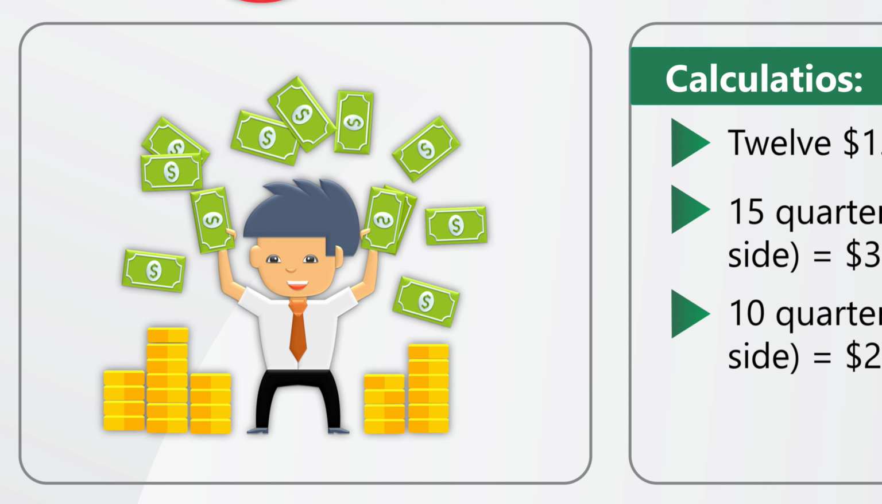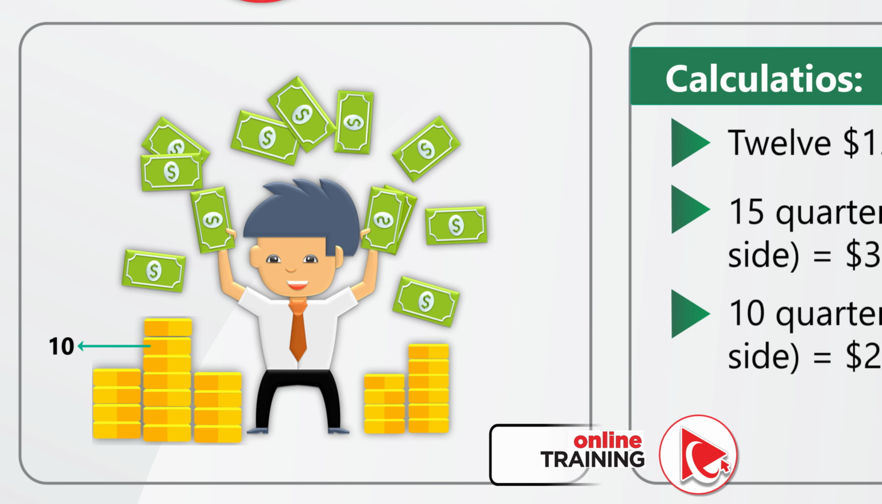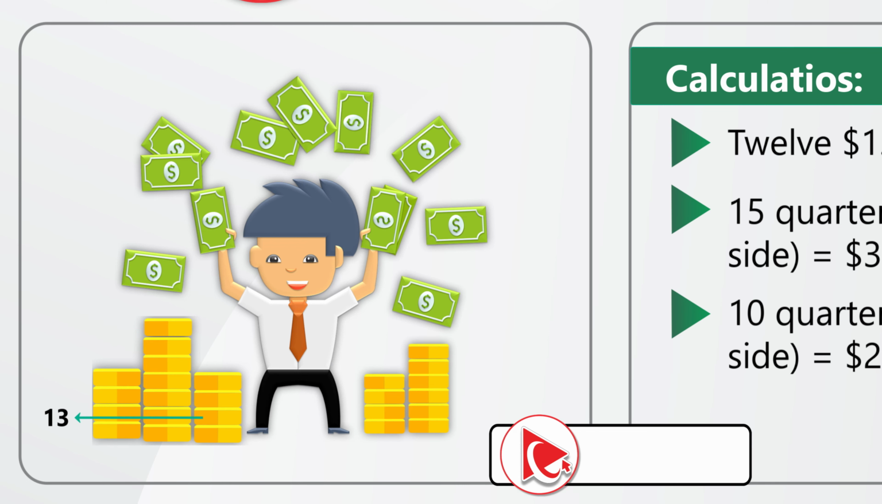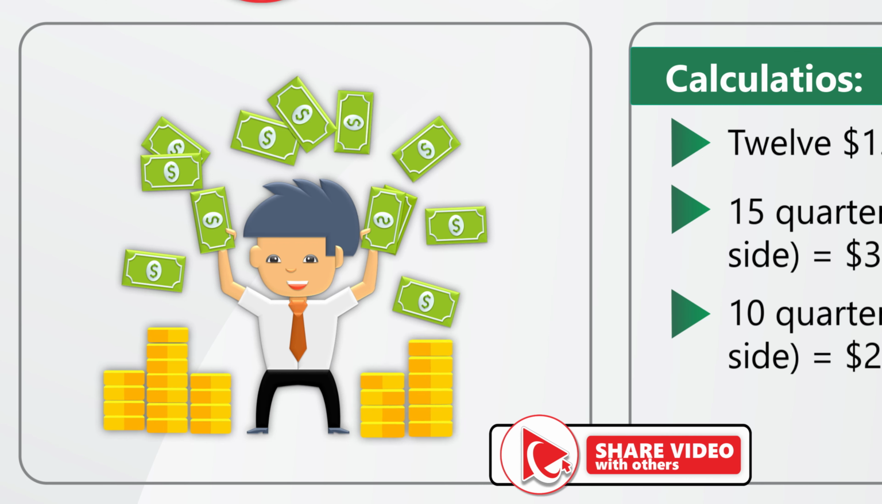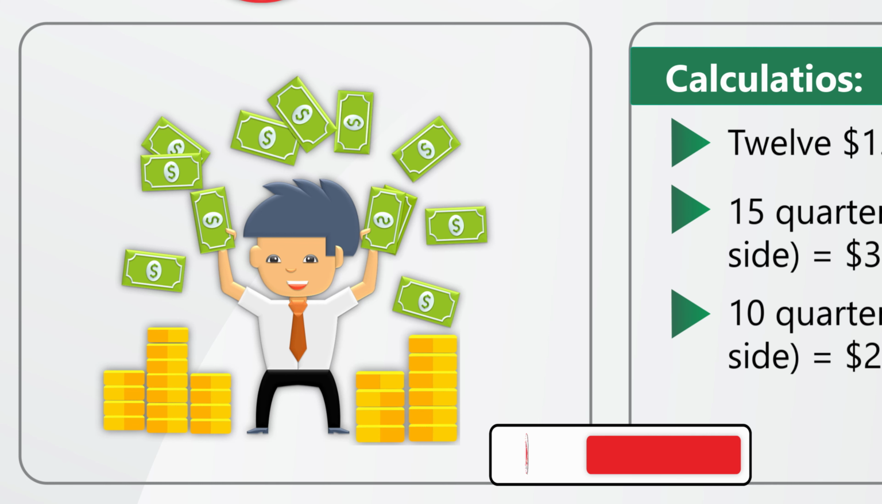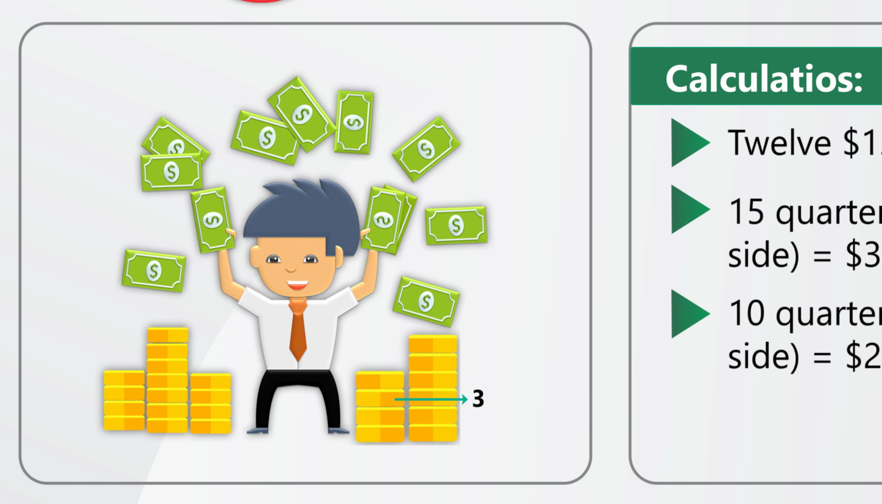Now let's do the same thing for the quarters. Let's start with the left side, which has 15 quarters. 1, 2, 3, up to 15. And now let's do the same thing, but for the right side, which has 10 quarters. 1, 2, 3, up to 10.